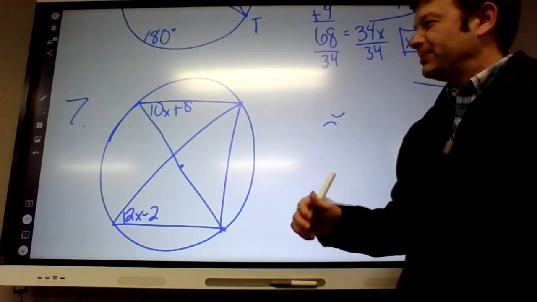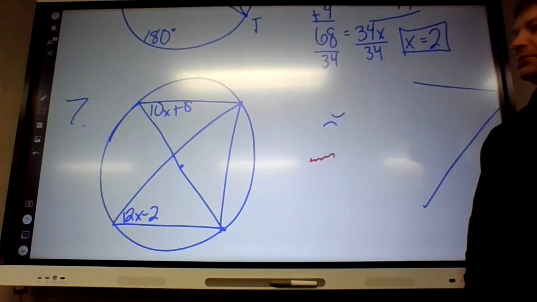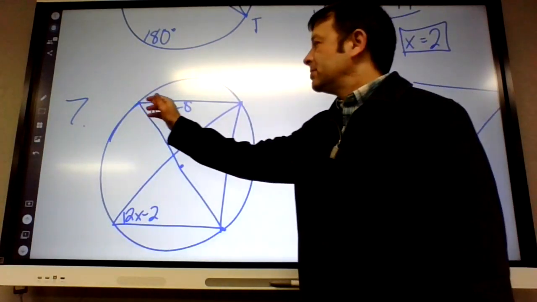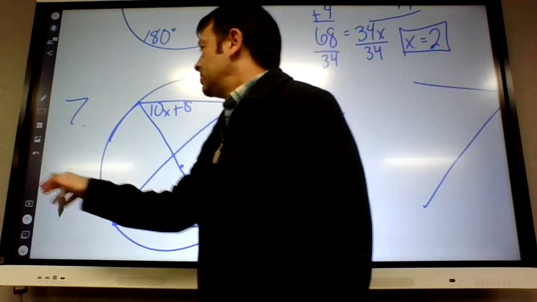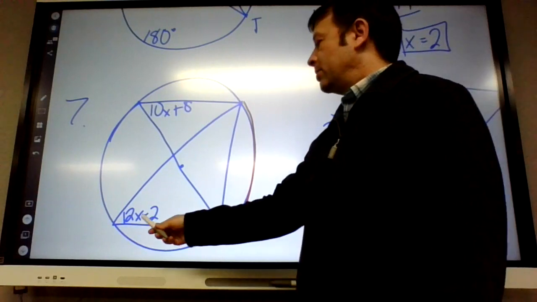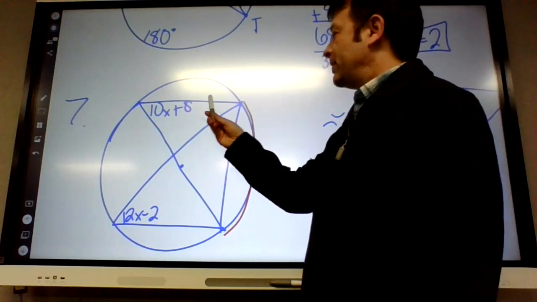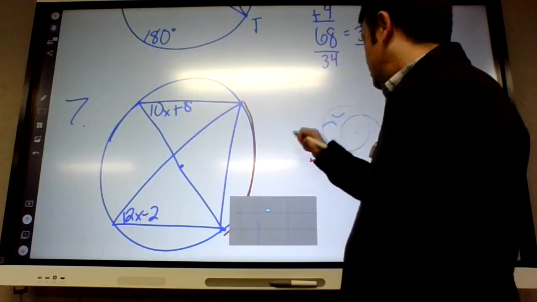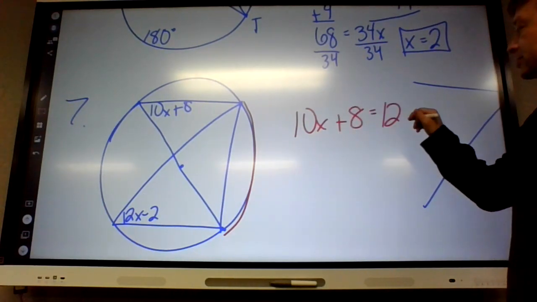Anybody else see something? Let me switch to red. I can highlight this. Okay, do you guys see the arc that 10x plus 8 intercepts? Goes like here and here. So it has this arc. And what arc does this angle intercept? Same one. So if they both have the same arc, what's that tell us about these angles? They have to be the same. So it's just 10x plus 8 equals 12x minus 2.